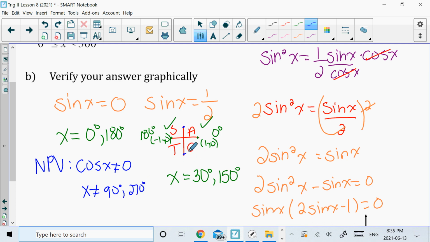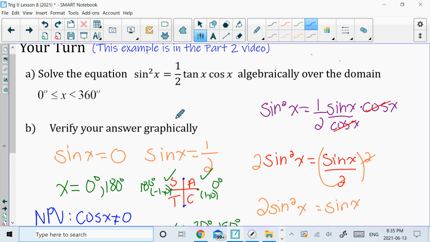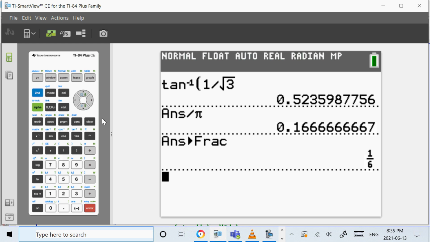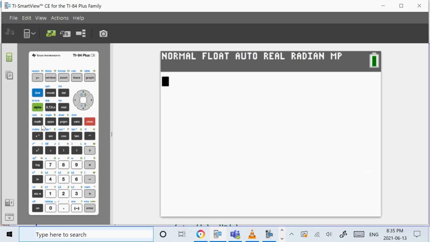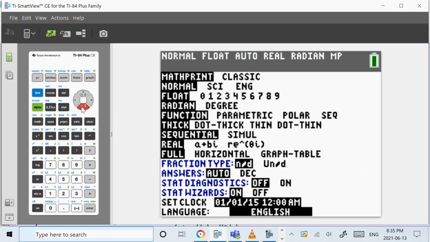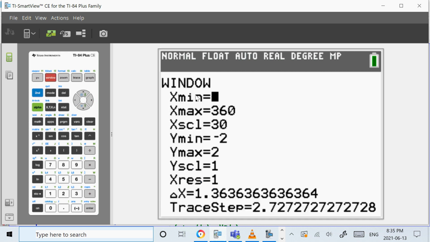Okay, let's verify this graphically that we do in fact have 4 solutions. So what we're going to want to do is we're going to put this on the left-hand side in y1, and we're going to input this in y2. You're going to want to make sure you're in degree mode, 0 to 360. So I think I have this set up on my calculator already. We'll just double check. I'll clear this. So I'm going to go to degree mode first. I'm going to go to my window, and it was 0 to 360, and I set my scale factor at 30. And then my y min to y max, I'm just going -2 to 2.